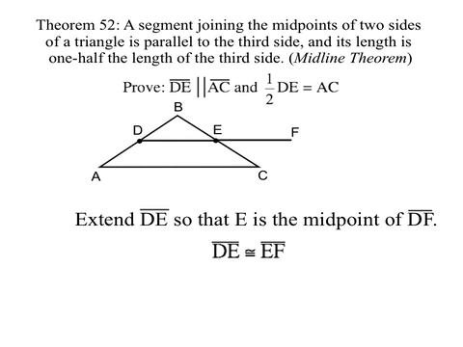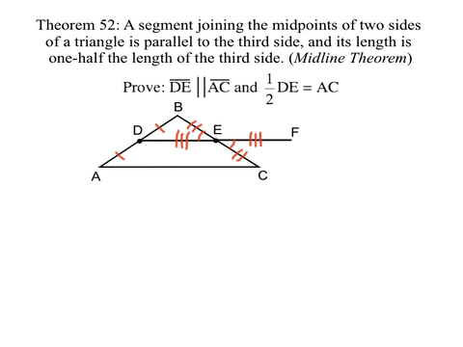We're allowed to extend our segment DE so that E is the midpoint of DF. And then we're going to mark the segments that we know to be congruent. The segments that have a single tick mark are congruent because D is the midpoint of segment AB. The segments that have a double tick mark are congruent because E is the midpoint of side BC. And the segments that have three tick marks are congruent because we extended segment DE all the way to F such that E was the midpoint of DF.